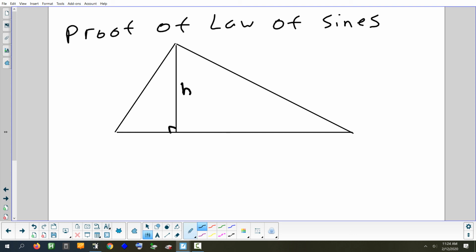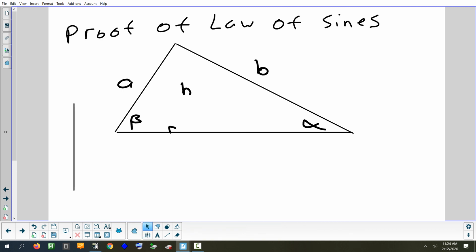Okay, I'm going to label two of these sides. I'm not going to need the third side. Let's call this side A, this angle alpha, this side B, this angle beta. If I take the height out, you can see why I did that. A across from alpha, B across from beta. I don't need C or gamma in this block. Okay, any questions on that?